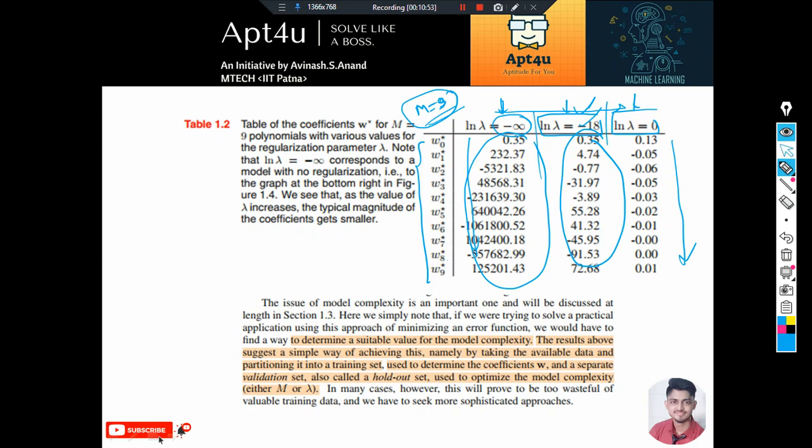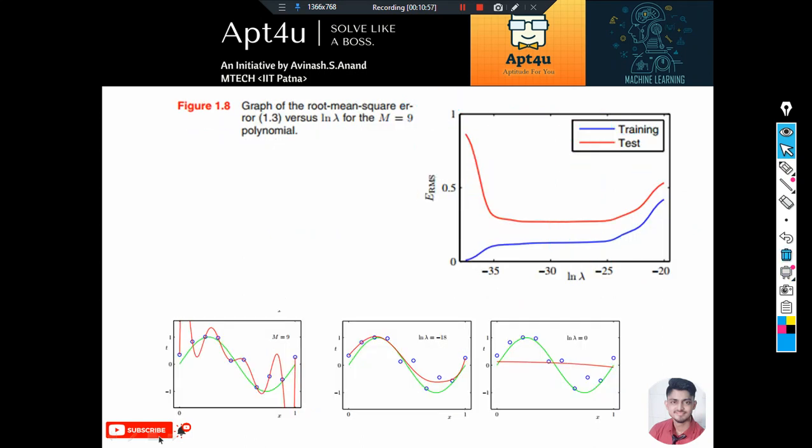So we can see from this diagram that here m is equal to 9. This was the condition where the model was overfitting, right? Now this red curve is not looking similar to the green curve.